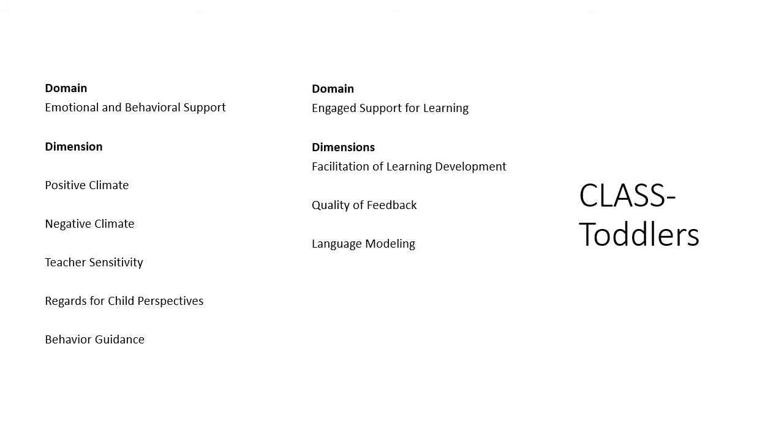And then the next one is the toddler one. This toddler one has 2 domains: emotional and behavioral support, and engaged support for learning. And the dimensions, like I said, we have more because they're a little bit bigger and they are going to be doing more. For emotional and behavioral support, we have 5 dimensions, which are positive climate, negative climate, teacher sensitivity, regard for students' perspective, and behavioral guidance. And under engaged support for learning, we have facilitation of learning and development, quality of feedback, and language modeling.